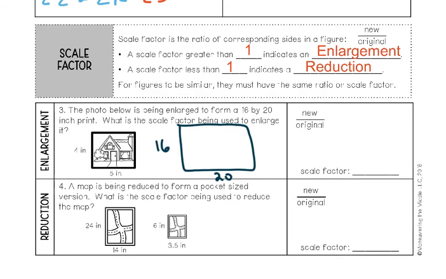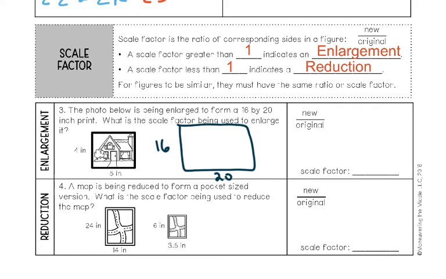So obviously it's getting bigger, so it's an enlargement. And it tells you that in the problem. But also, you can probably tell that 4 times 4 is 16 and 5 times 4 is 20. But if you don't know that, you could always divide the new divided by the original, like the ratio.